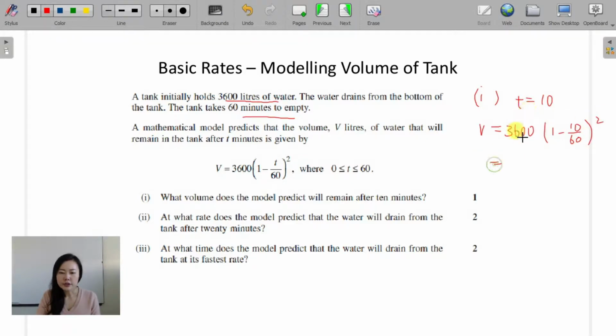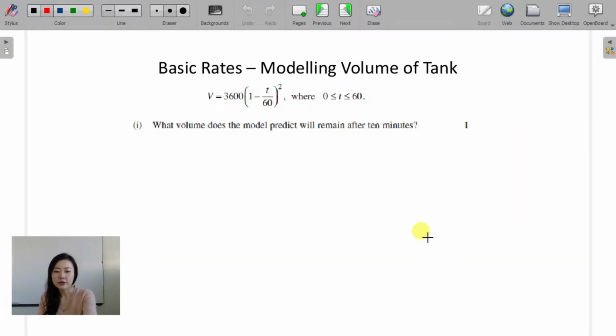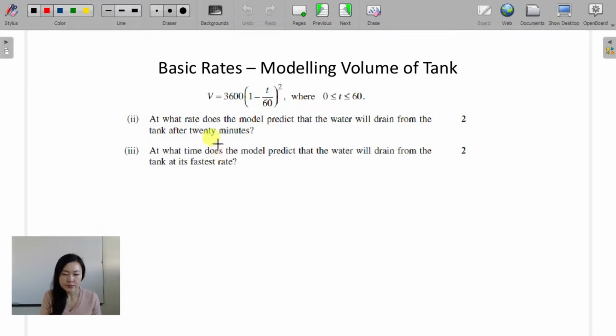And then you just put that straight into your calculator. That's 2,500 liters. That's it. Then the second part: at what rate does the model predict the water will drain from the tank after 20 minutes? So we're after t is 20 and we're after rate. Remember, rate means derivative. That's all we're going to do.